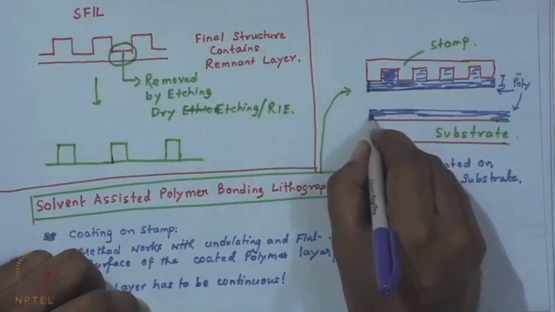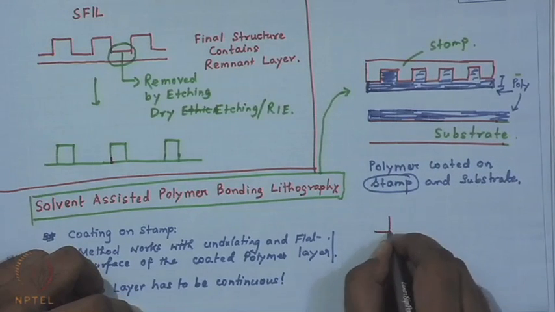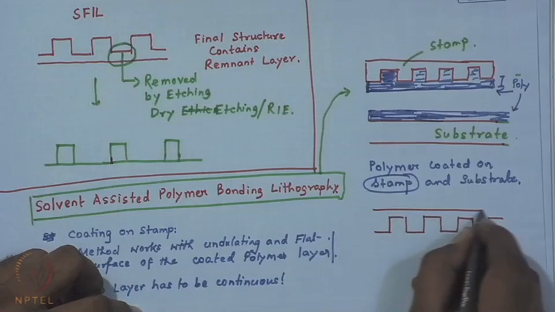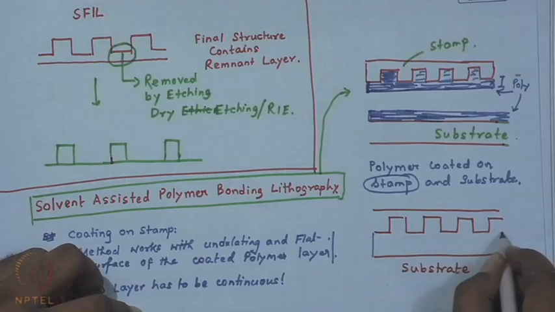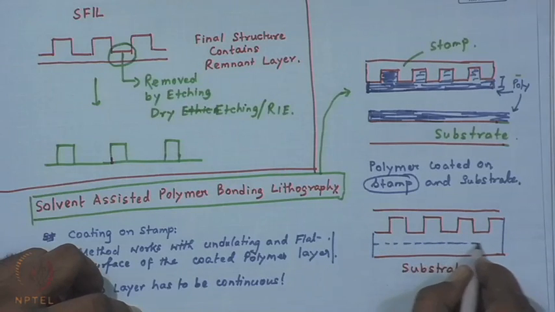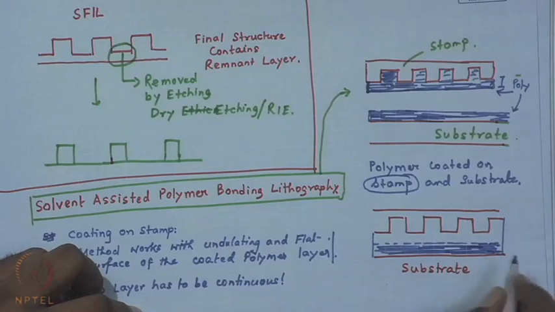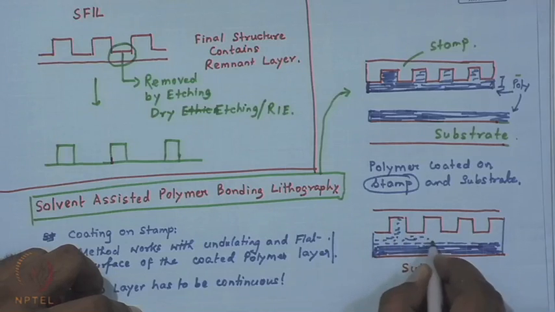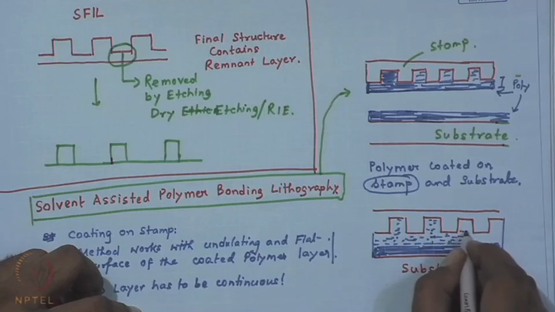And once you have these layers coated, all you do is you bring the two in contact. So, this is your stamp now, this is your substrate, and you simply bring them in contact. So, this is where the interface lies. So, this part of the polymer was coated on the substrate, this part was coated on the film, and once you bring them in contact, you can do several things. You can press them hard, you can heat them up.